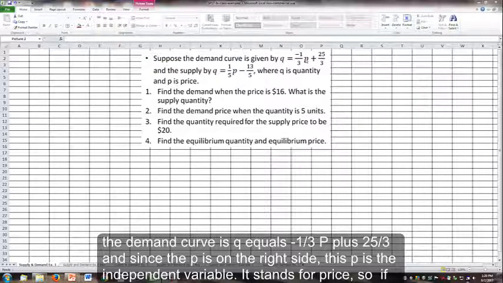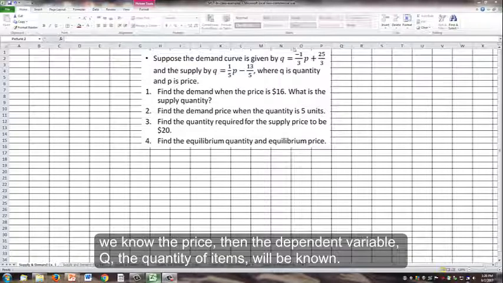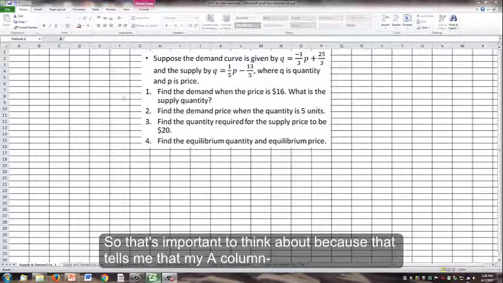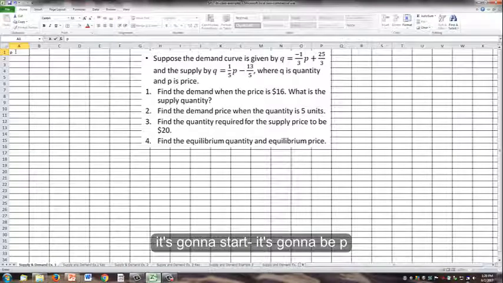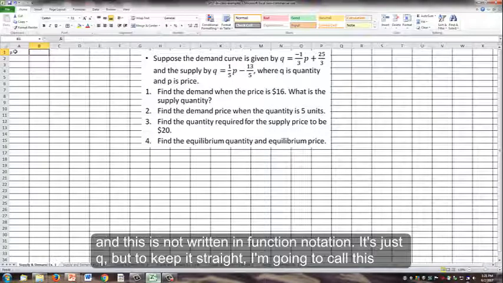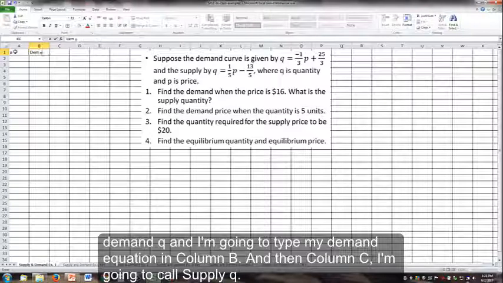the P is on the right side, this P is the independent variable. It stands for price. So if we know the price, then the dependent variable Q, the quantity of items, will be known. So that's important to think about because that tells me that my A column is going to be P. And this is not written in function notation. It's just Q, but to keep it straight, I'm going to call this demand Q. I'm going to type my demand equation in column B, and then column C I'm going to call supply Q.